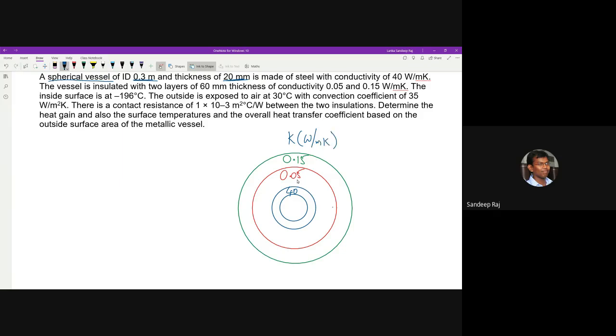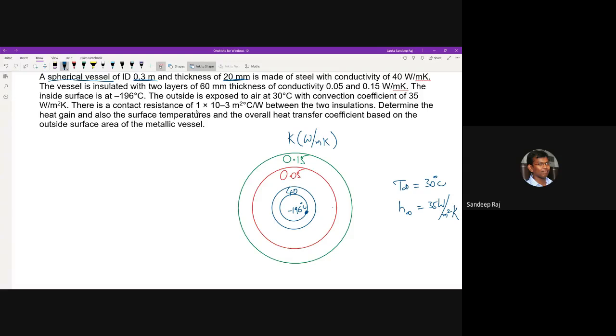And what else is given in this question? The inside surface is at minus 196 degrees centigrade. Outside air, T outer is equal to 30 degrees centigrade, and h infinity is equal to 35 watt per meter square Kelvin is given.